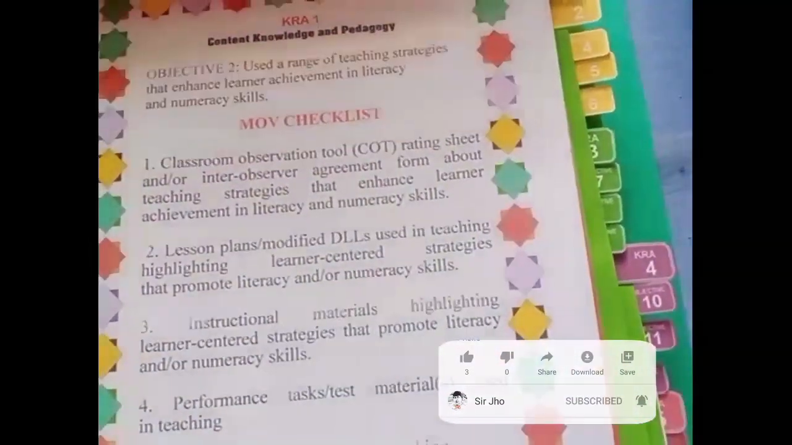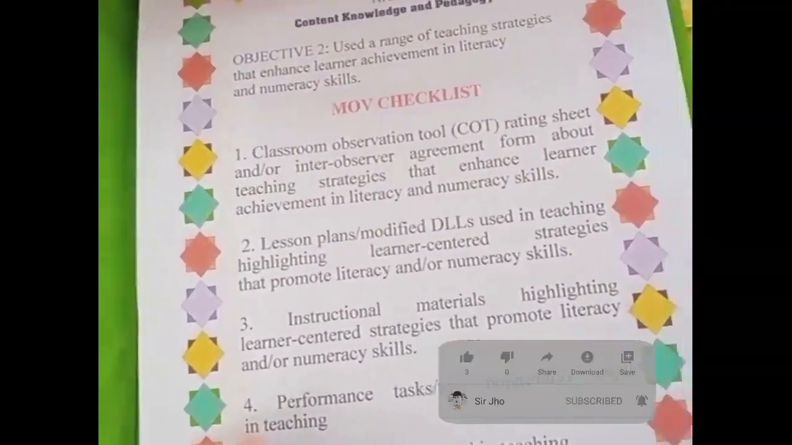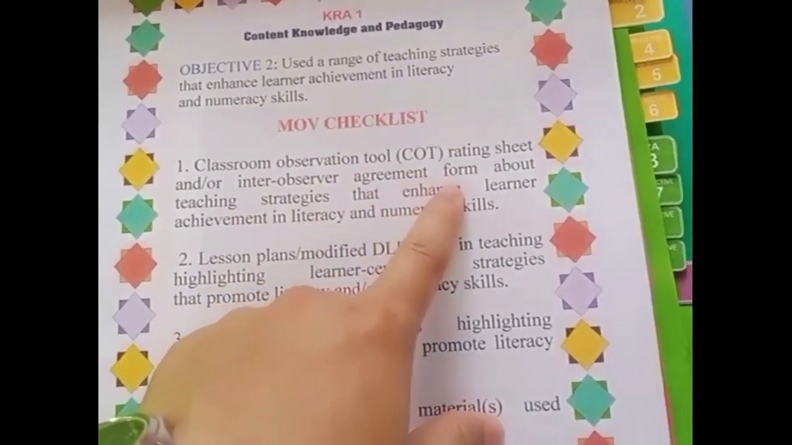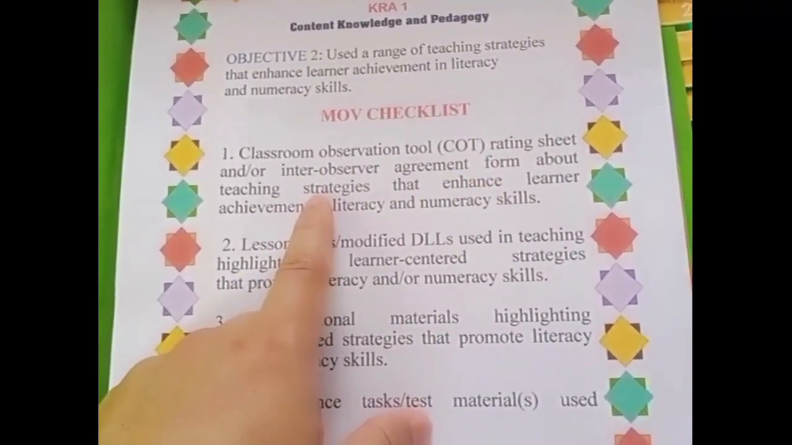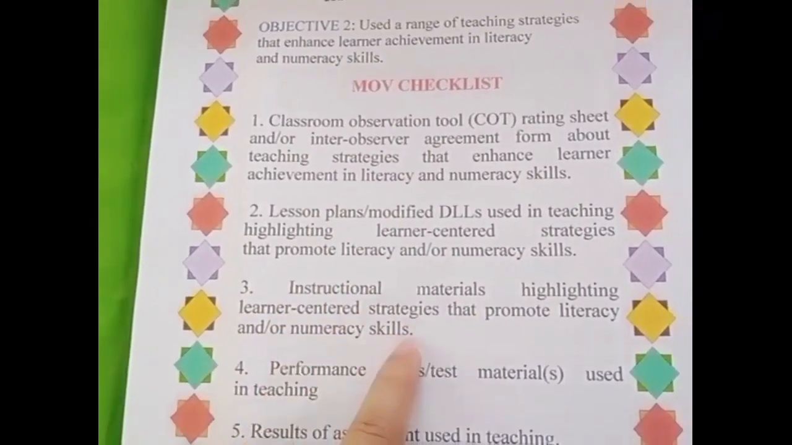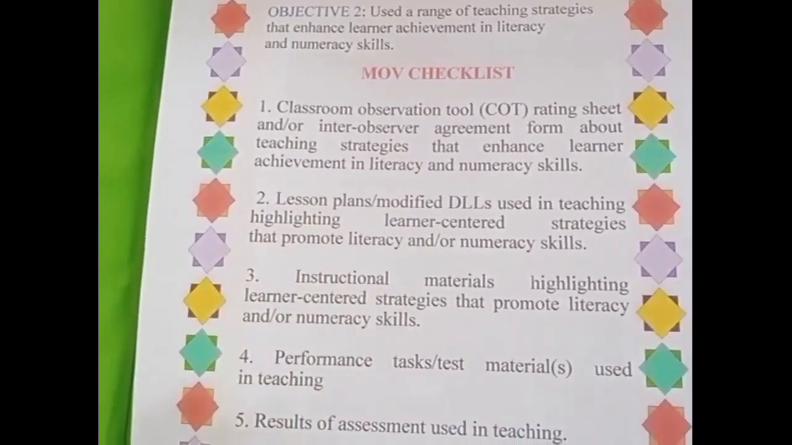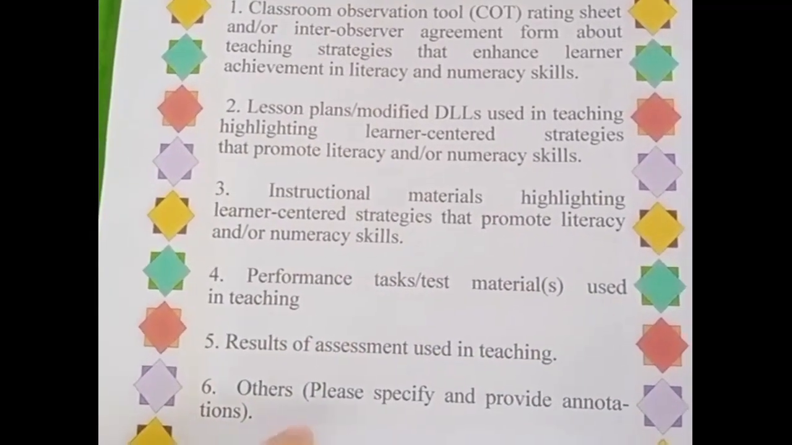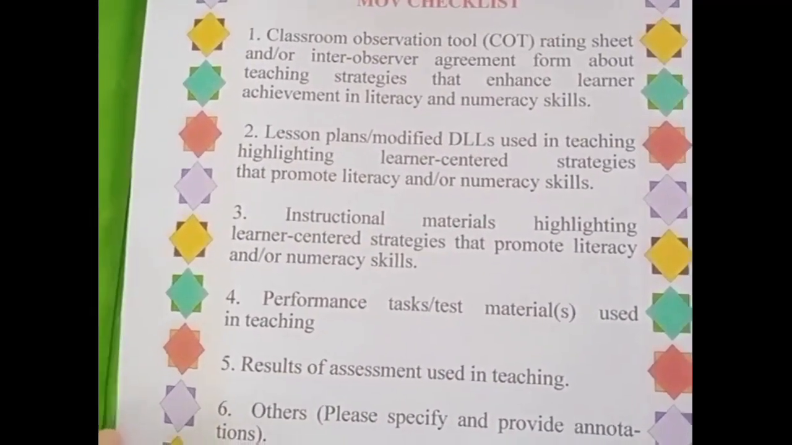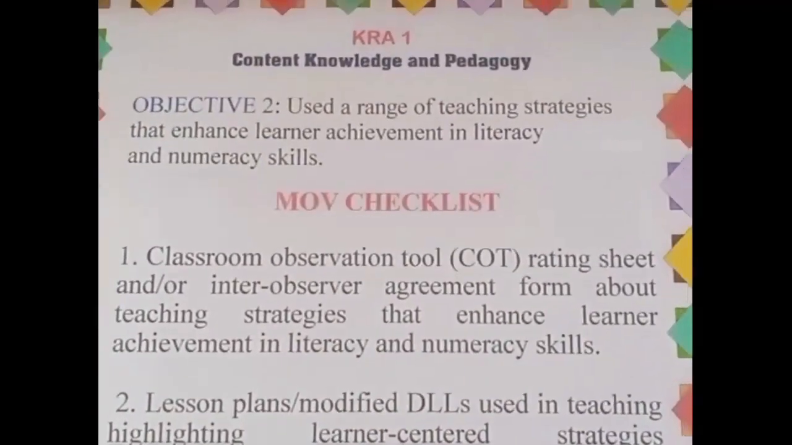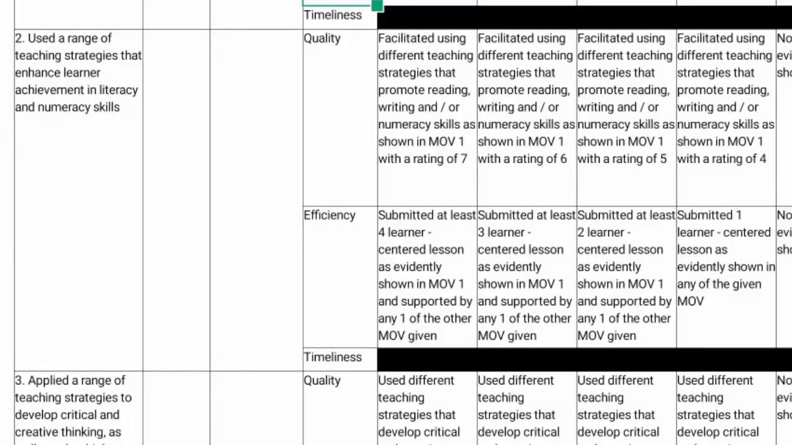So ito ang mga MOBs na kailangan nating support sa objective number 2. So nandun ulit yung rating sheet or inter-observer agreement, lesson plans or modified DLLs, instructional materials, and performance tasks or test materials, and result of assessment at others ulit kung meron tayong naiisip na MOBs na susupport sa objective number 2. Okay, balikan ulit natin ang ating IPCRF.